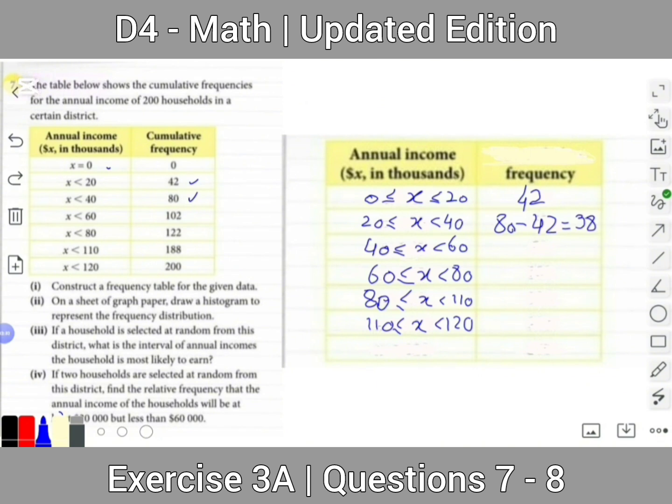Now to find the frequency for the class interval 40 to 60, we have to subtract the cumulative frequency of the class interval 20 to 40 from the cumulative frequency of the class interval 40 to 60. Here we have the cumulative frequency of 102 for the class interval 40 to 60. So we take away 80 from 102 and we get 22 as the frequency.